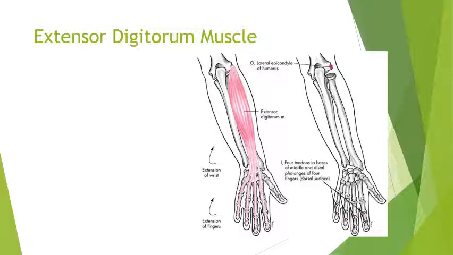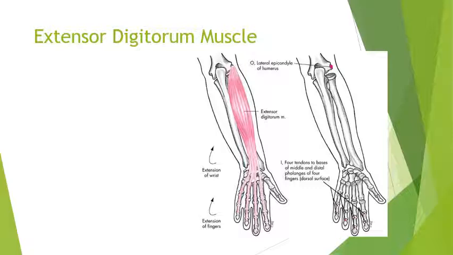So the extensor digitorum muscle. Now we're going back to the extensor part. For extension, it's got to go to the posterior or the dorsal surface of the hand. We're looking at the fingers. Digitorum refers to the fingers, the lateral four fingers. It's an extensor, so we're looking more at the lateral side. The origin is the lateral epicondyle.